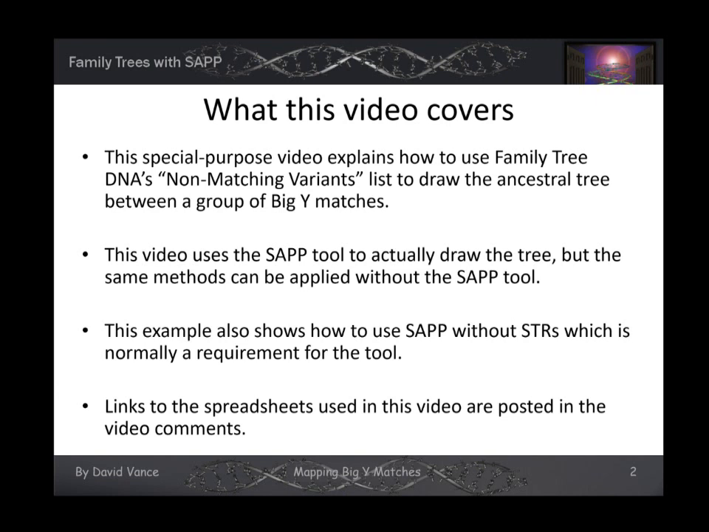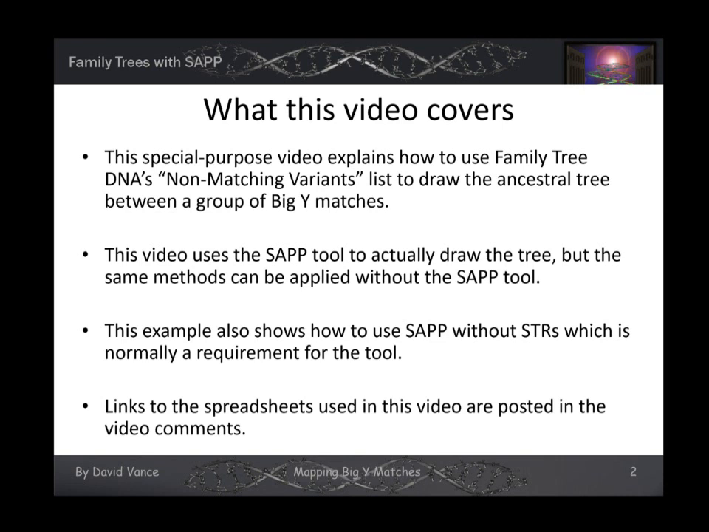Now, you don't really need to use SAPP to complete this exercise. SAPP is used in this video to automatically produce the tree. You could do it manually after you produce the table that I'll show you how to make. But since this is a SAPP training video, I wanted to show the use of the SAPP tool. And certainly if you have more matches than usual, or if your matches have a fairly complicated relationship, you may want to use SAPP to output the tree.